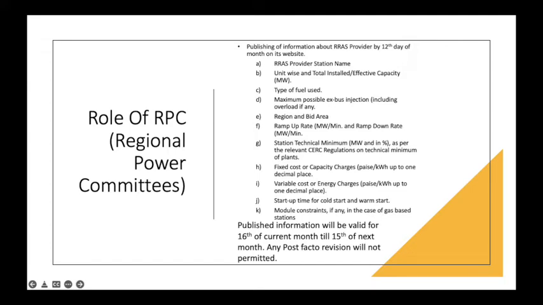Other than that, the energy accounting charges, the fixed charges or the variable charges provided by the RRAS provider are used for preparation of the energy or deviation account. Now, it would not be possible to revise these charges once they were provided by the RRAS providers to the RPCs and to the NLDC or RLDCs. So, no post facto revision in these rates or charges provided by RRAS providers shall be permitted.